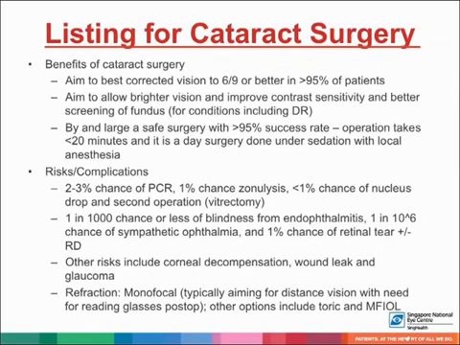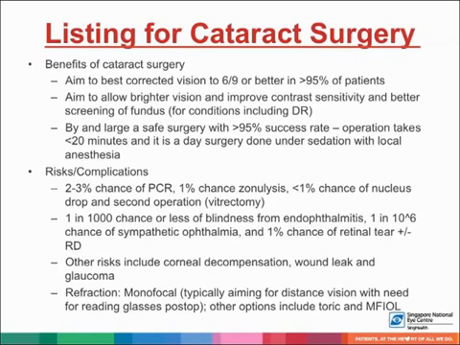So when you discuss with the patient, you need to discuss the benefits of cataract surgery, the risks and complications. For benefits, you need to say to them the aim is to correct the vision to 6/9 or better, and this happens in more than 95% of our patients in our center. And we aim for better and brighter light and to improve the contrast sensitivity. This will also allow us to screen the fundus better for patients who have diabetes.